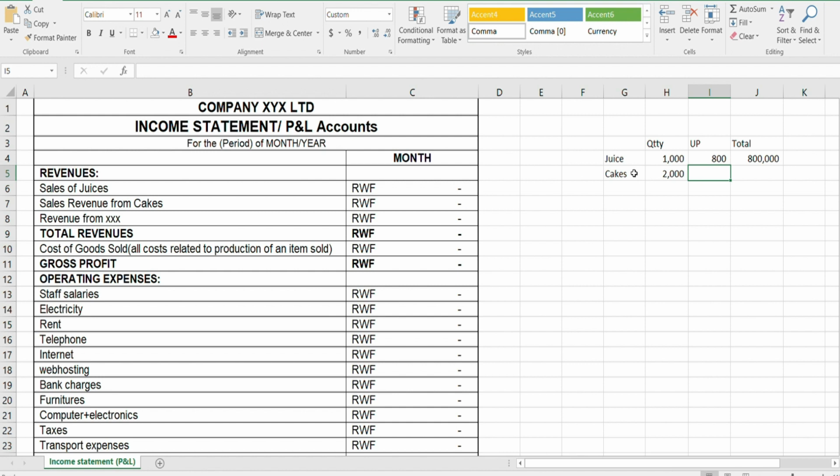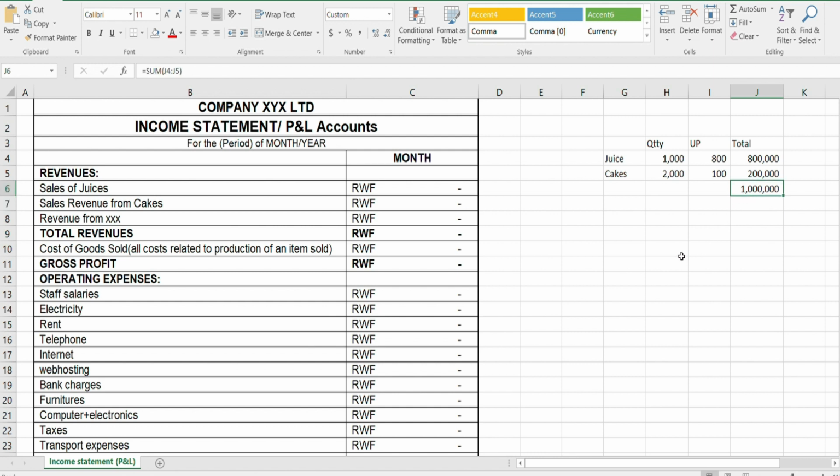Maybe a cake costs 100, let's say, for instance. So on a monthly basis, you have 200,000 revenue from the sold cakes. Here we put some total. So these are revenues for this period.